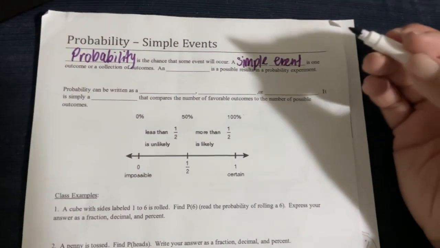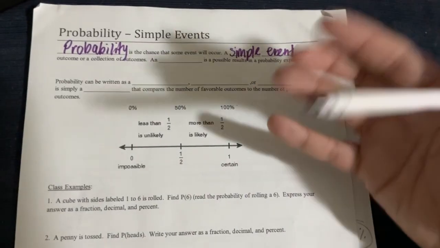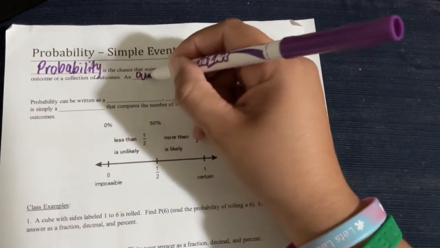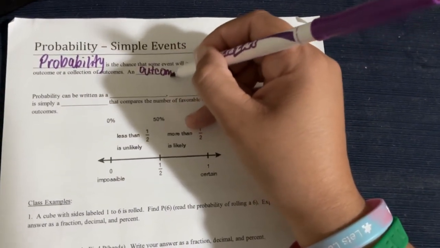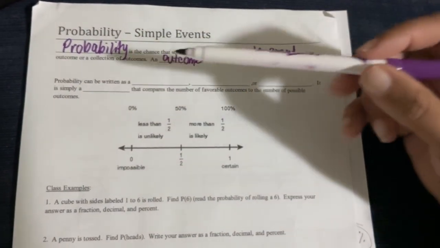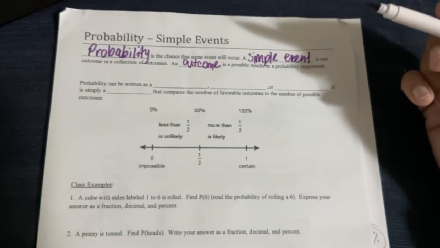So, an outcome, because we've been seeing that word outcome. Outcome is like the result, okay? But it's not just any random result, it's the possible results. It's a possible result whenever we're trying to find the probability of an event, okay?